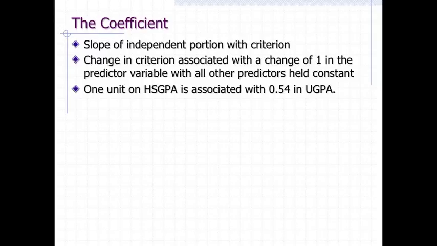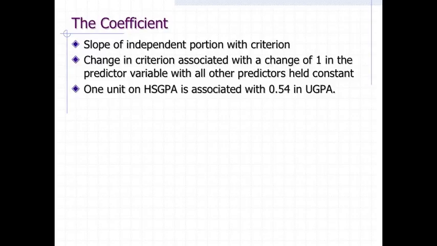It represents the change in the criterion variable associated with a change of 1 in the predictor variable when all the predictor variables are held constant. Since the regression coefficient for high school GPA was 0.54, this means that holding SAT constant, a change of 1 in high school GPA is associated with a change of 0.54 in university GPA.